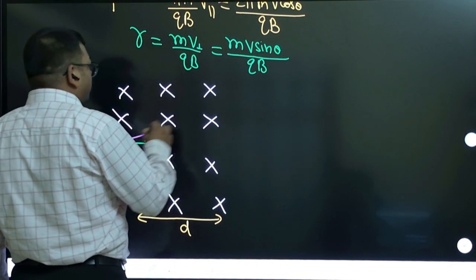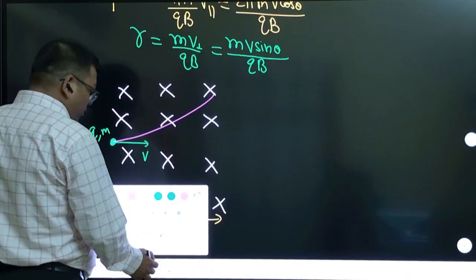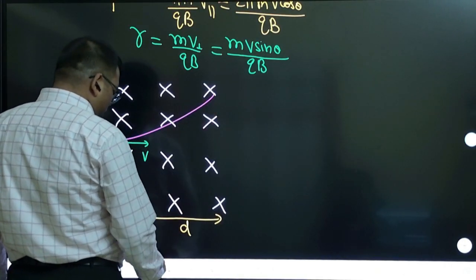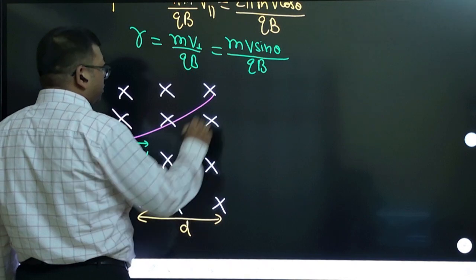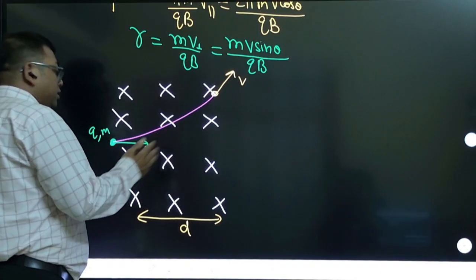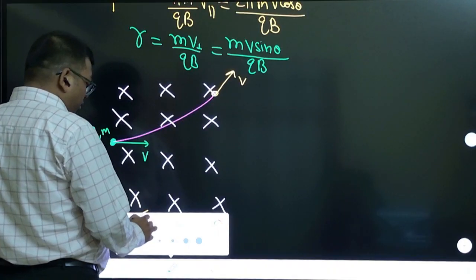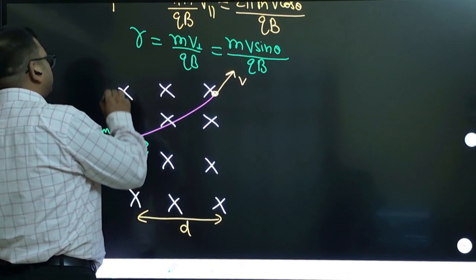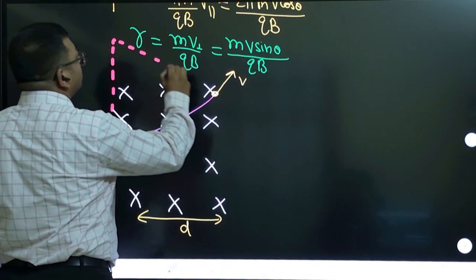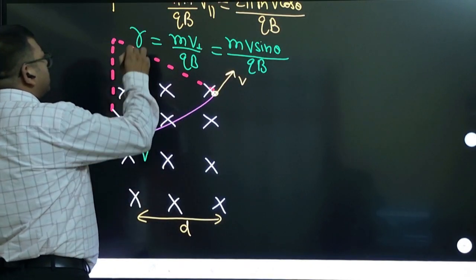Suppose it completes up to this much, and let us say it is not able to complete one full circle, so it will exit at this point. At this point it will come out with velocity v. Remember that speed does not change but direction changes. Where is the center of this circular motion? Somewhere here. So the question is how much this angle is.